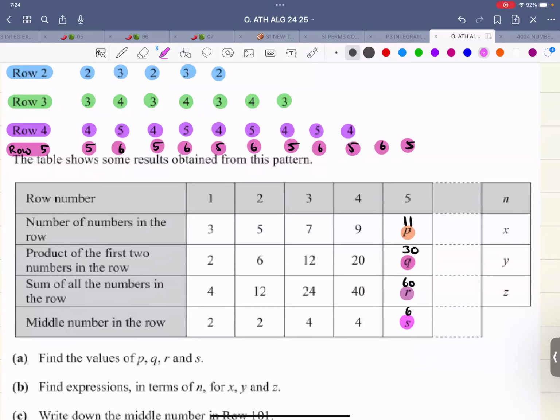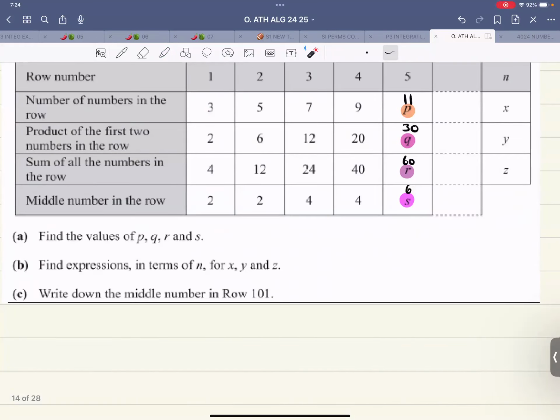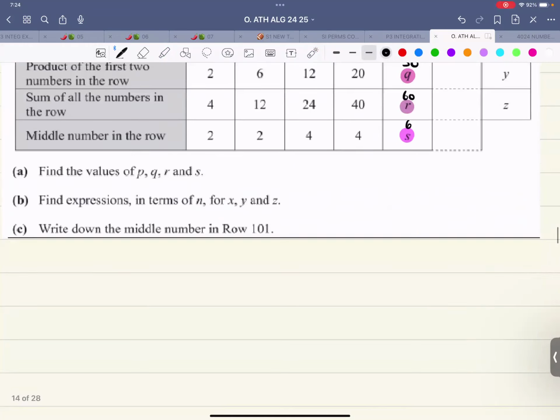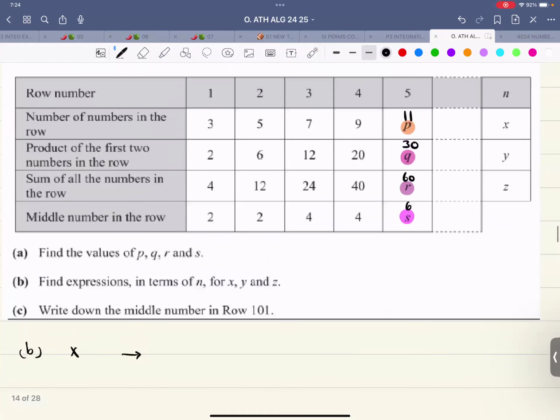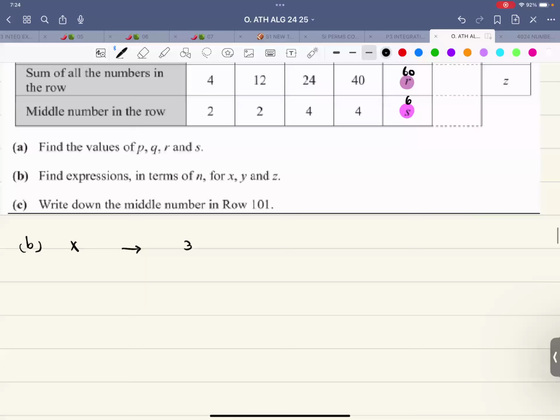Find expressions in terms of N for X, Y, and Z. So now we are looking for expression in terms of N for X, for Y, for Z. Okay, so now basically this is a linear expression, an arithmetic sequence. There is a difference of 2. So let me first evaluate X. So let me focus on X, number of numbers in the row. So part B, if I focus on X, that should be derived from 3, 5, 7, 9, 11.